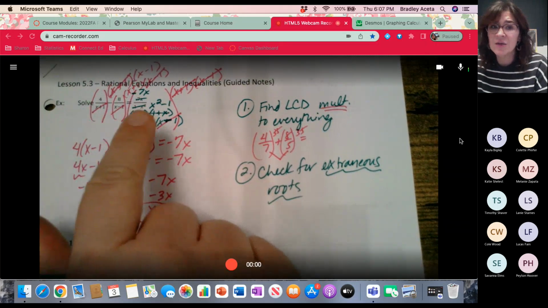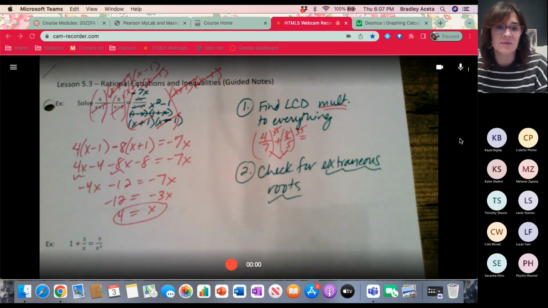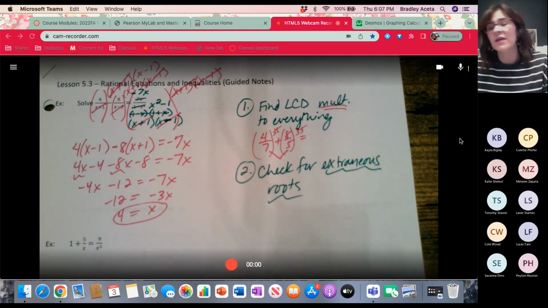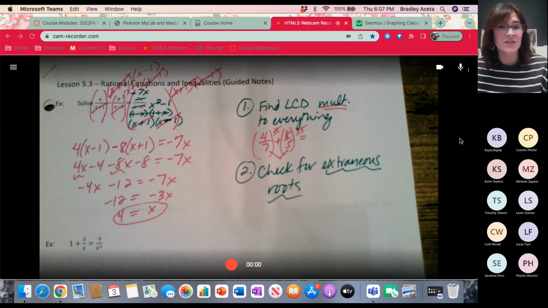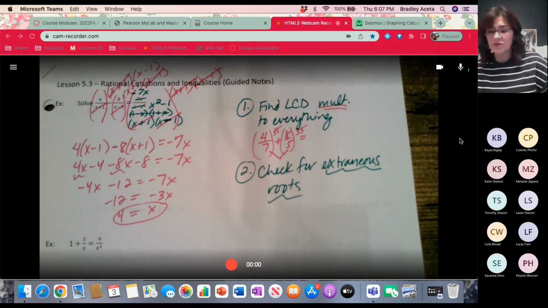Because if it gives you a 0 in the bottom, it's an extraneous root. It's an extra root that occurred that you don't want to use. And so that is something you need to be careful with in rational equations, really. So check for something called an extraneous root.